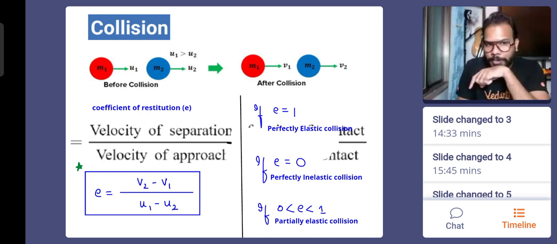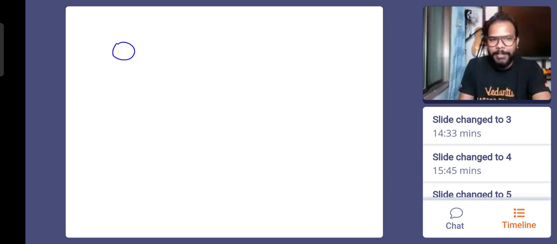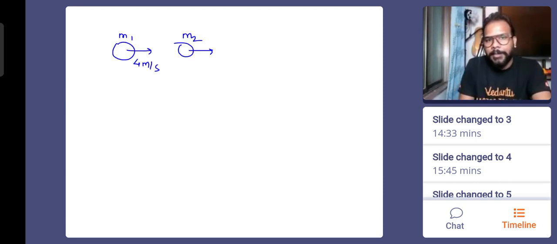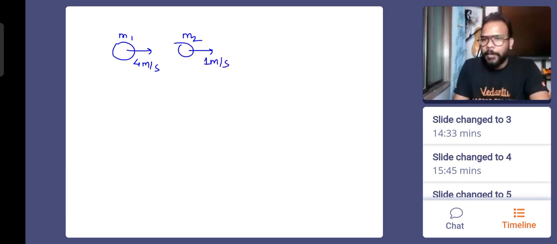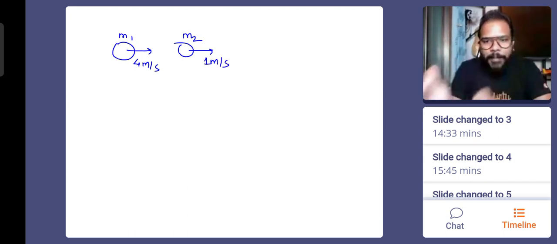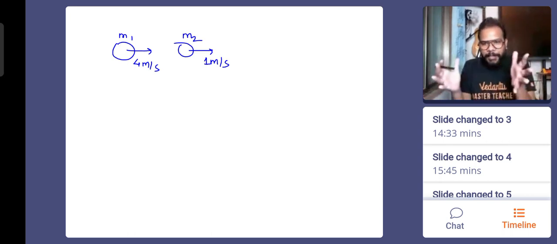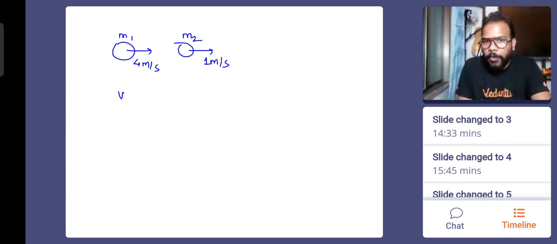If you talk about the two objects here, let me try to make it more mathematical for you to understand. Say there are two objects, mass m1, m2. This body is moving with 4 meters per second. This object is moving with 1 meter per second. Tell me guys, every second, how close they come, in the chat box? Every second the gap between them will decrease by how much? So velocity of approach is basically them coming close.